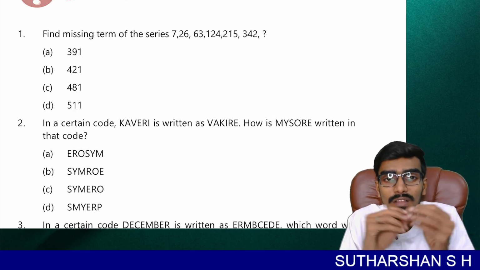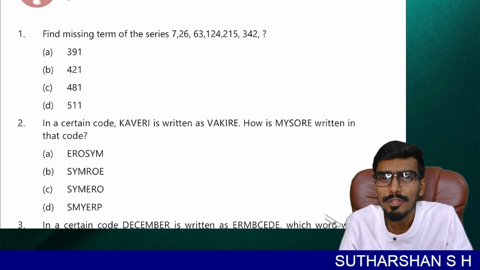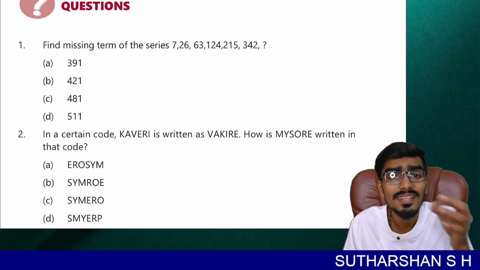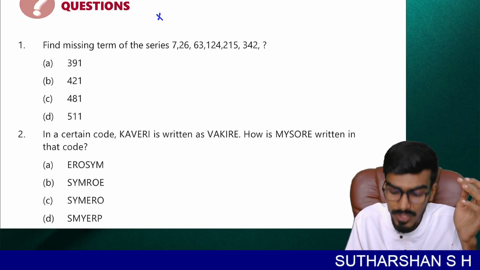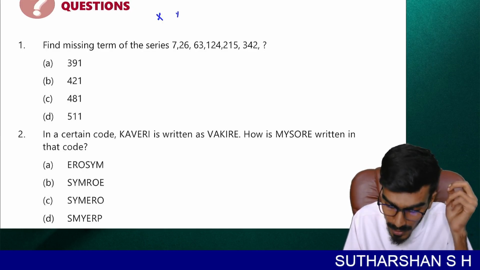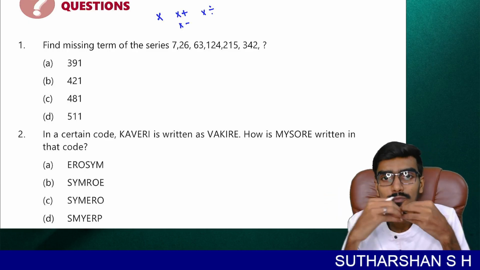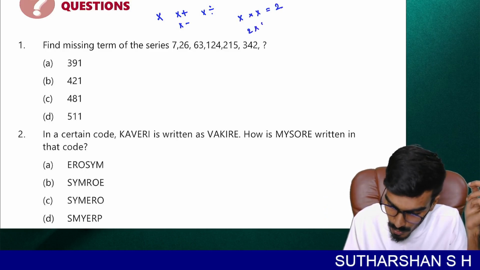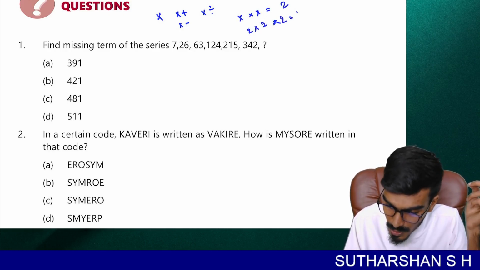First question: find the missing term of the series 7, 26, 63, 124, 215 and 342. Whenever there is a number series with a missing term, look at the differences. If the differences are very huge, it can be multiplication or a combination of two operations: multiplication with addition, multiplication with subtraction, or multiplication with division. If I multiply a number into itself, that is a square. Multiplication of three same numbers is a cube, and multiplication of four same numbers is power 4.